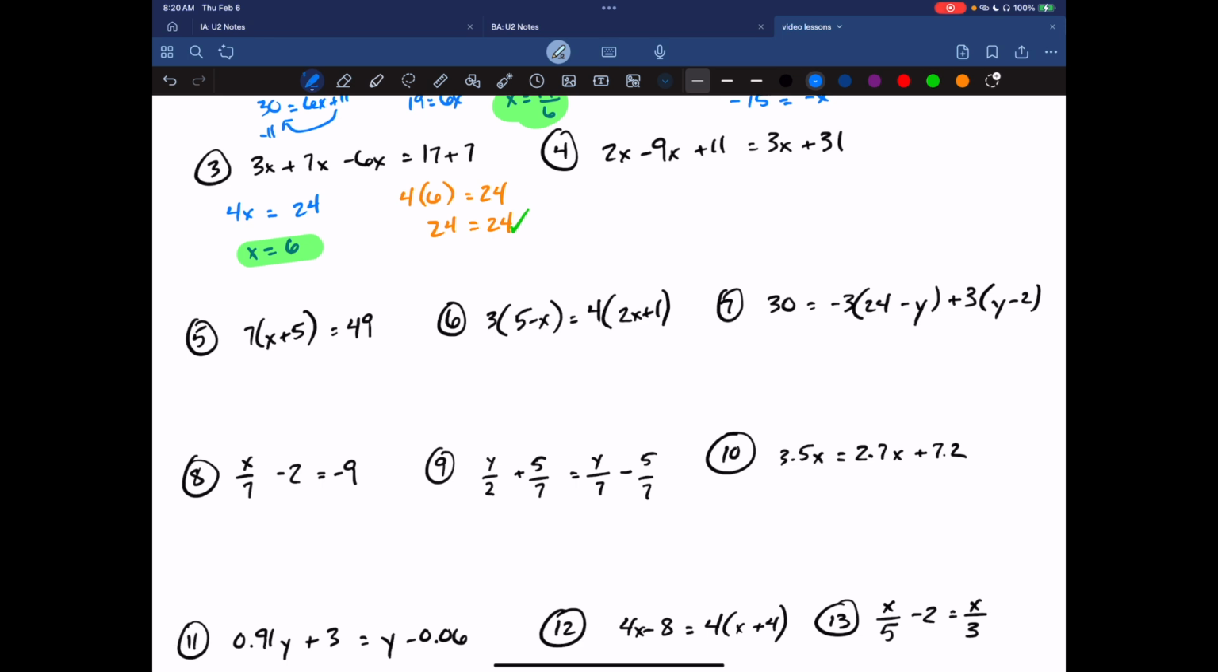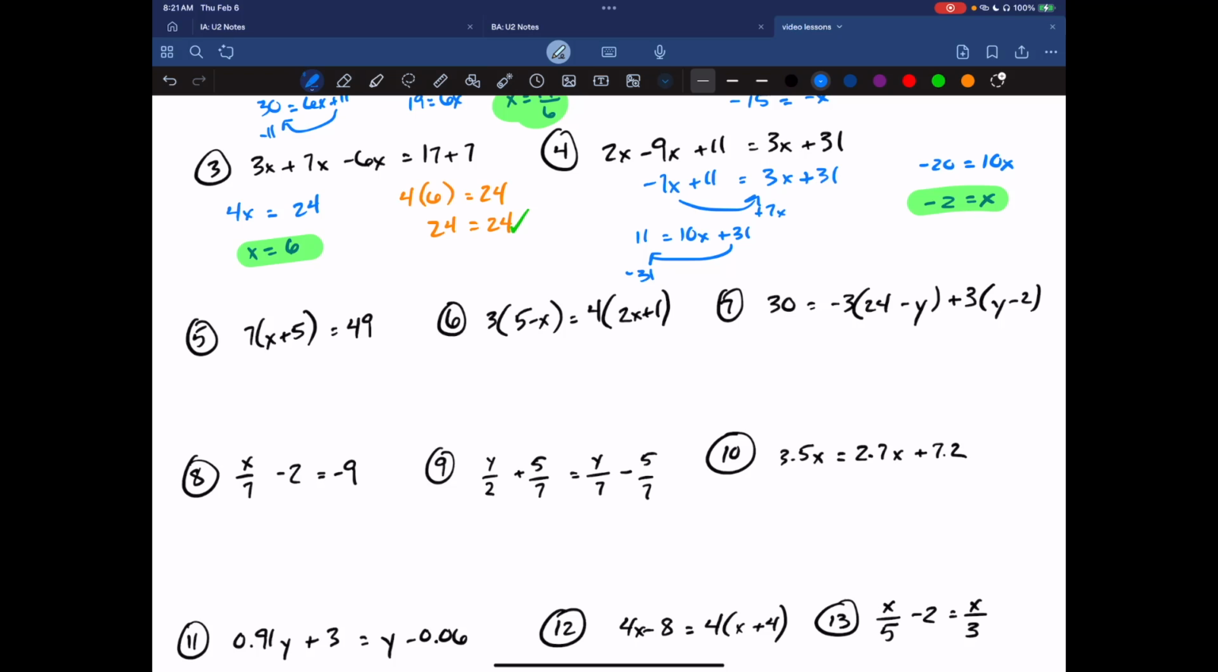Right? Number 4. All right, you get 2x minus 9x. This is going to be negative 7x plus 11 equals 3x plus 31. I'll move the 7x over here to keep things positive. This is going to be 11 equals 10x plus 31. I'm going to move the 31 over here. So minus 31. So 11 minus 31 is going to be negative 20. Okay, so that's going to be negative 20 equals 10x. Okay, and so x equals negative 2.